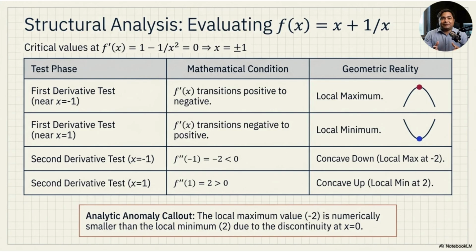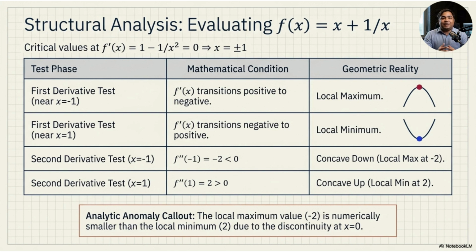This slide studies the function f of x equals x plus 1 divided by x. We are interested in finding local maximum and local minimum values. To do that, we first use the first derivative. The first derivative is f prime of x equals 1 minus 1 divided by x squared. To find critical values, we set the first derivative equal to 0. So we say 1 minus 1 divided by x squared equals 0. This leads to x squared equals 1. Therefore, the critical values are x equals positive 1 and x equals negative 1.